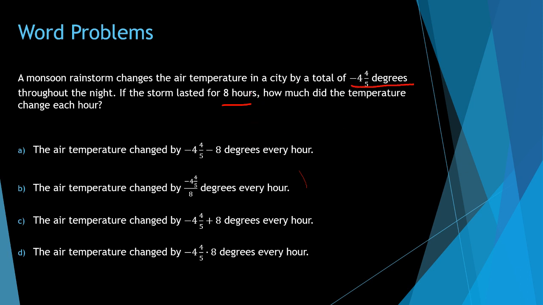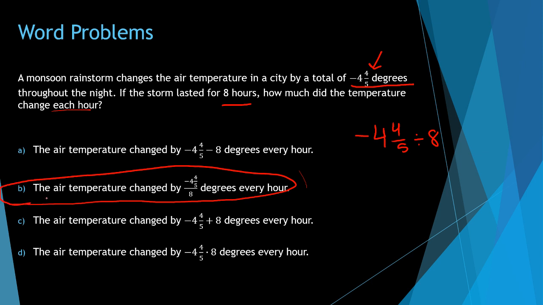So it lasted 8 hours. I want to know how much it changed for every hour. And I know that the total change was this negative 4 and 4/5. Remember, we're dealing with quotients, which means we want to be dividing. So if I take negative 4 and 4/5 and divide it by 8, that's going to give us how much the temperature changed per hour. We don't have to actually divide this because the answer choices are just telling us what math we want to do. The first option is subtraction. The weird looking fraction is division, and then addition and multiplication. So I want to pick B because we are dividing.